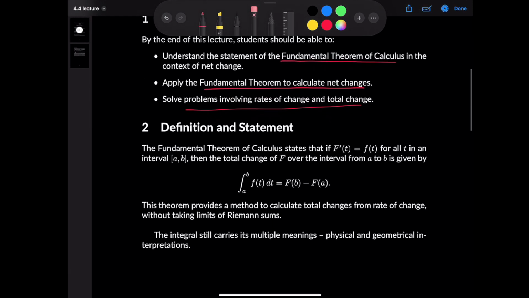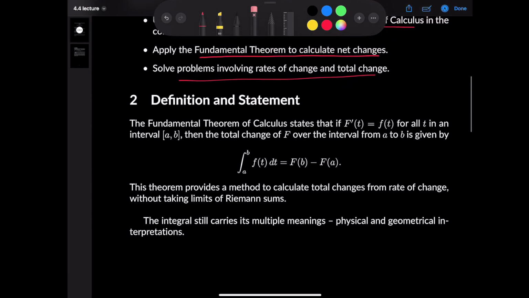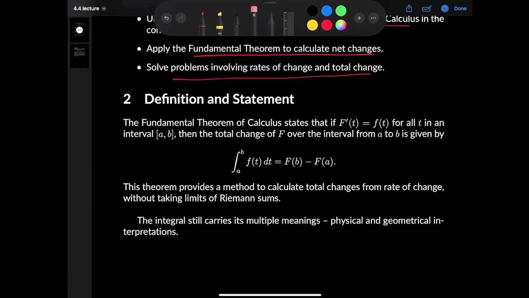All right, so let's jump right into it. The fundamental theorem of calculus says that if you have some function where F prime of t is equal to little f of t, so we have some other function, like you can think of this as your position function s of t, where s prime was equal to v of t. So little f is like the velocity and big F is like the position.